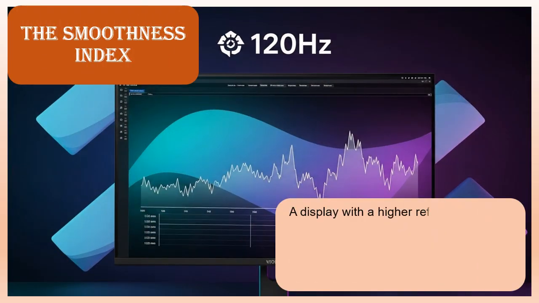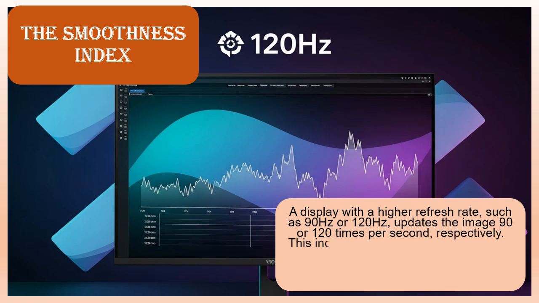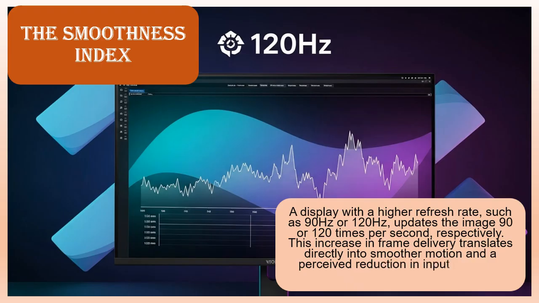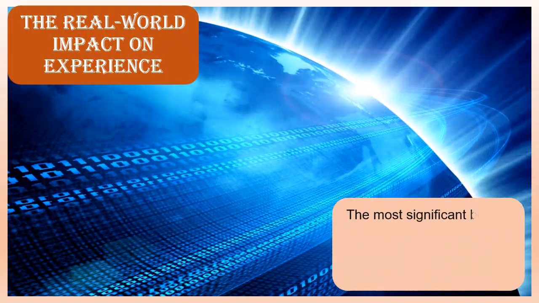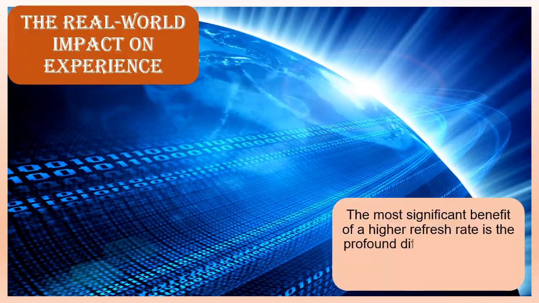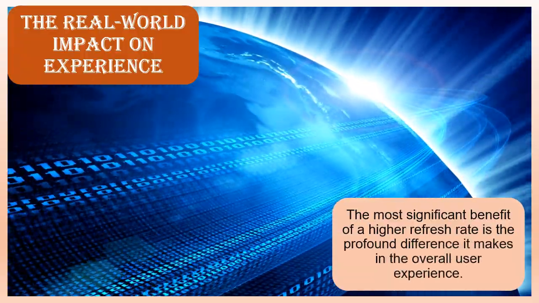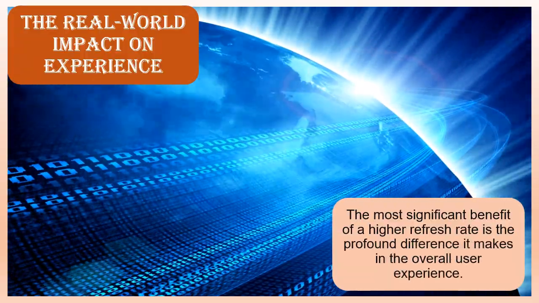The Smoothness Index. A display with a higher refresh rate, such as 90 Hz or 120 Hz, updates the image 90 or 120 times per second, respectively. This increase in frame delivery translates directly into smoother motion and a perceived reduction in input lag when interacting with the device. The real-world impact on experience. The most significant benefit of a higher refresh rate is the profound difference it makes in the overall user experience.